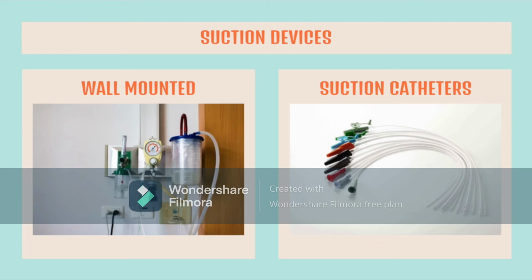Lastly, for the suction devices, we have the suction catheters. It is a catheter that is used to remove mucus and other secretions from the upper airway, trachea, and the main bronchi.